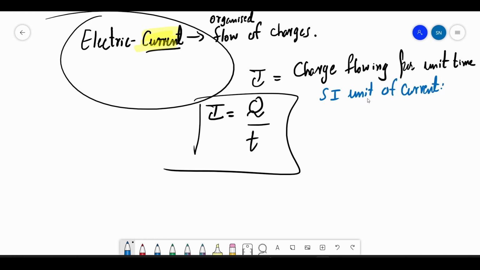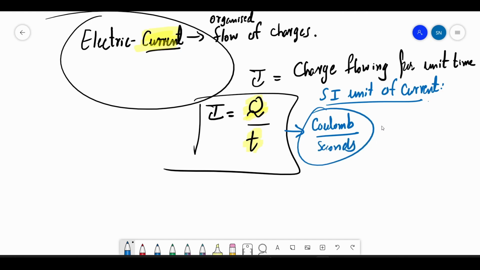From this equation, can you tell me the SI unit of current? Can you derive the SI unit of current from this equation? Yes, you can. What is the SI unit of charge? Coulomb. SI unit of time? Seconds. So the SI unit of current is Coulomb per second.